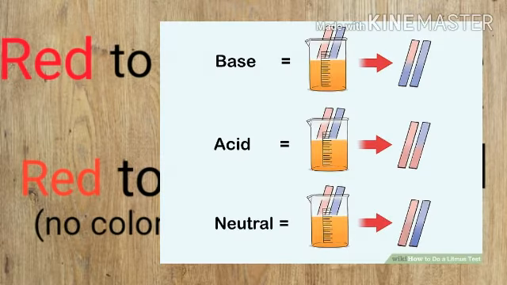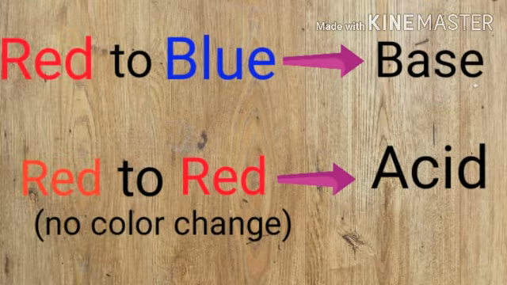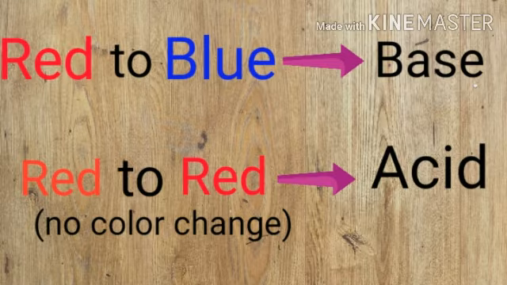And next one is, when we dip red litmus paper in the sample, if that is converted into blue, then that is called as base. When we dip red litmus paper in the sample and it does not change color, it indicates the solution is acid. What happens? When red litmus paper is converted into blue, that is called as base. If red litmus paper does not change its color, that is called as acid.